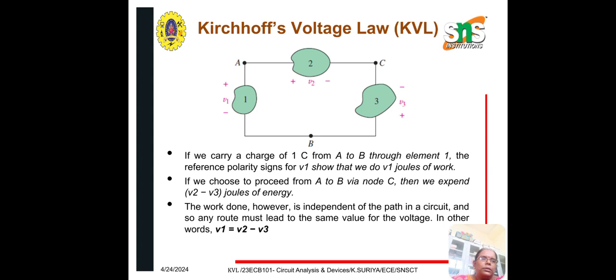Consider you have three components 1, 2 and 3 whose voltages are V1, V2 and V3 as shown in the figure. If we carry a charge of 1 coulomb from A to B through element 1, the reference polarity signs for V1 show that we do V1 joules of work. If we choose to proceed from A to B via the node C, then we expend V2 minus V3 joules of energy. The work done, however, is independent of the path in a circuit. So we can say V1 is equal to V2 minus V3.